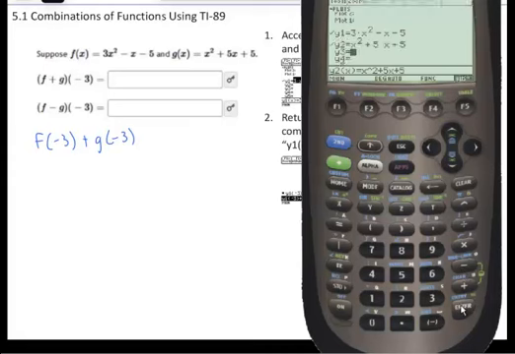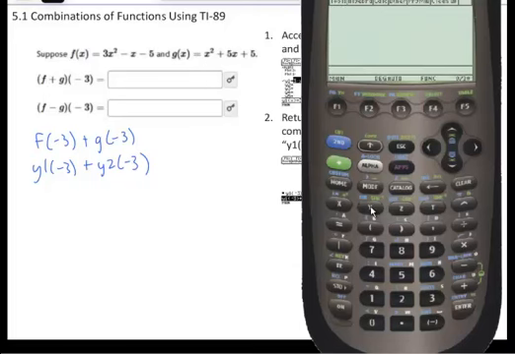And so when I enter those in my calculator, what I can now do is come back here and I can access these. Remember, the f is y1 and the g is y2. And so the easiest thing for me to do to calculate this is just from my home screen. I'm just going to type that out. So y1 of -3 plus y2 of -3. And I'm going to go ahead and hit enter, and I get my solution here, 24.